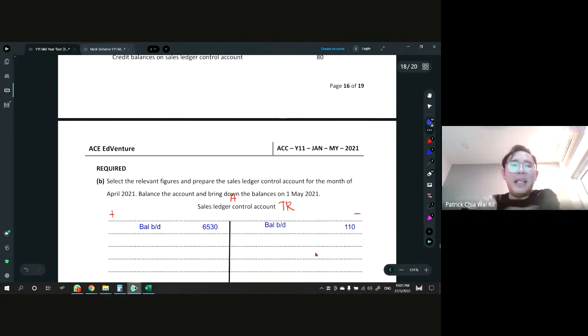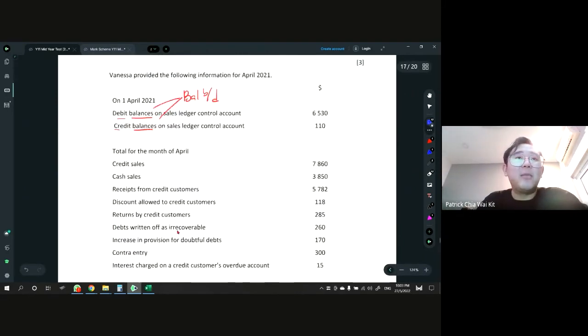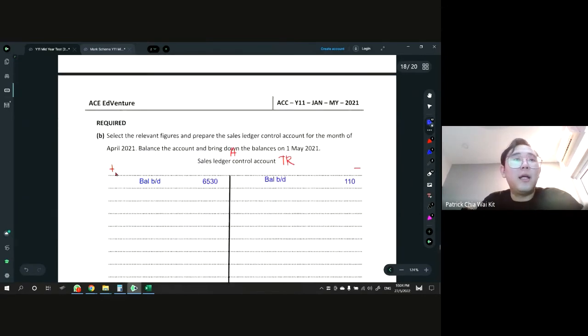Okay, is date important in control account? Nope, dates is not important. So if you don't put also, it is okay. But if you want to put, then of course the starting date is going to be 1st April 2021. So let's put it. 2021 April 1st. Then here also same thing, 2021 April 1st.